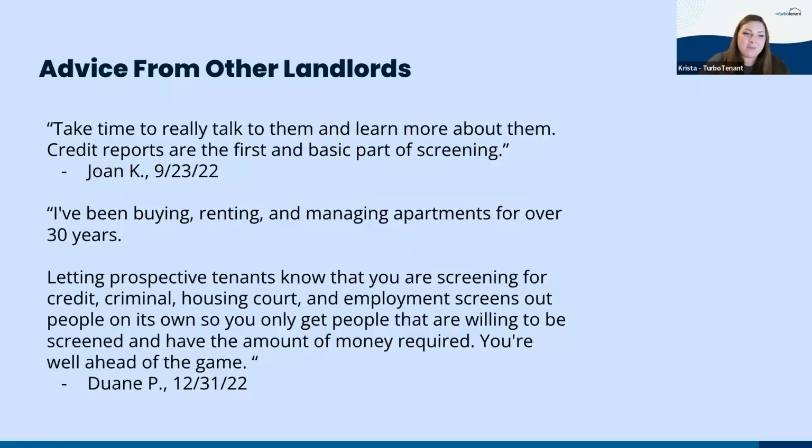Also, we got some comments from a couple more landlords here. Joan says to take the time to really talk to applicants and learn more about them. Credit reports are the first and most basic part of screening. It's just one tool in your tool belt. Make sure you're using everything.